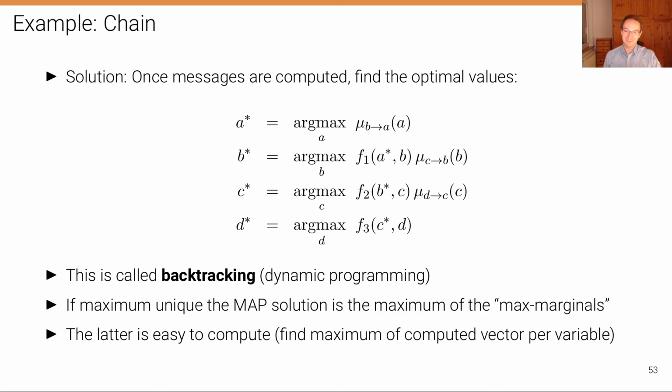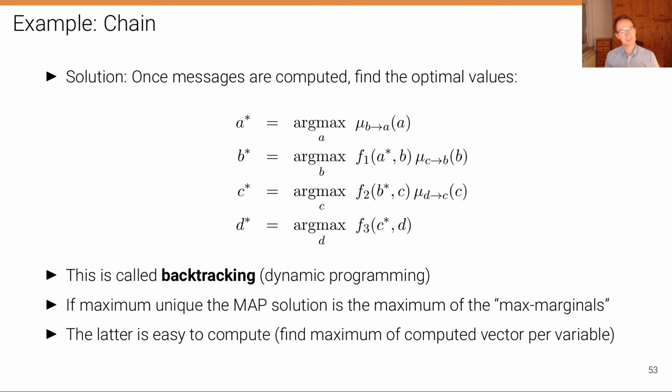If, however, the maximum is unique, then the MAP solution is the maximum of the max marginals. And that's much easier to compute because we need to just find the maximum of the computed vector per variable. So we run the max product algorithm that's similarly defined to the sum product algorithm, just with a maximization instead of the summation. And then after running it, we obtain a vector at each variable. That vector is not a marginal because we didn't run the sum product algorithm. So some people call it a max marginal because it's kind of the marginal of the max product algorithm, despite the fact that actually marginal is not correct. But let's call it a max marginal.